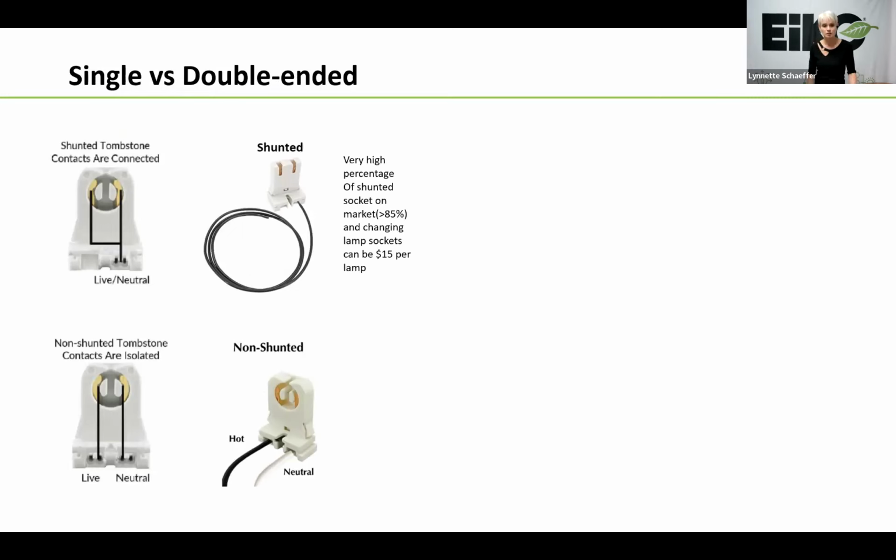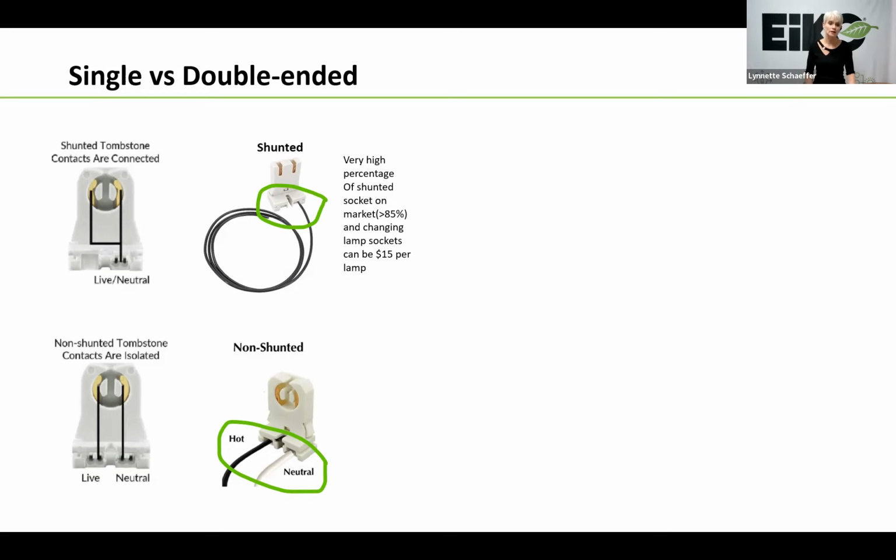All right, so we already talked about tombstones in a previous training. But with tombstones, there are shunted and non-shunted tombstones. Now, the difference between the two is how the electrical current flows through the fixture. You can see that shunted sockets have the live and neutral wires together, creating one circuit, while non-shunted sockets have live and neutral wires that are not joined, and they actually create 2 tracks. So when retrofitting to LED tubes, it's really helpful to know what type of tombstone or lamp holder is present. Typically, you would not know this unless you were the installer or the contractor.